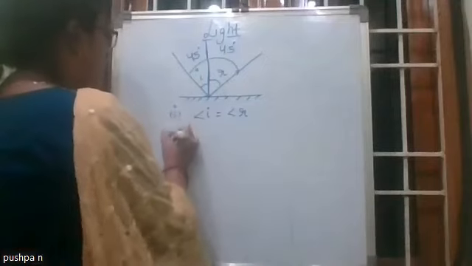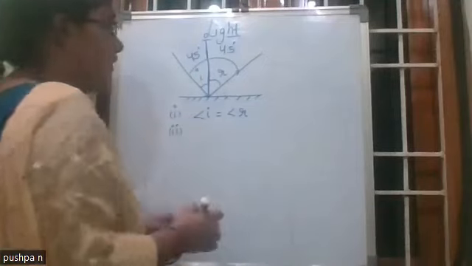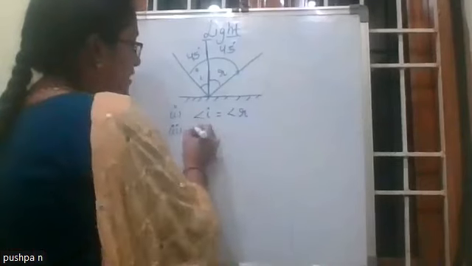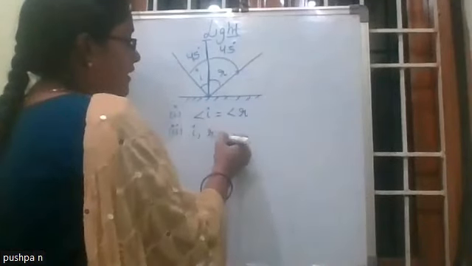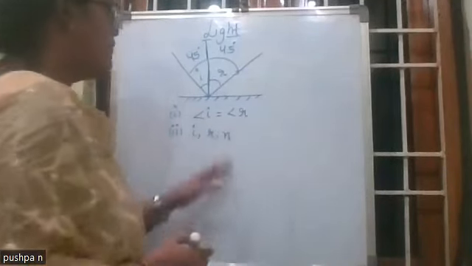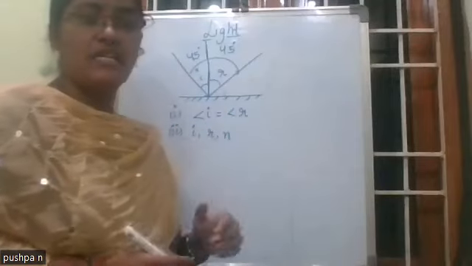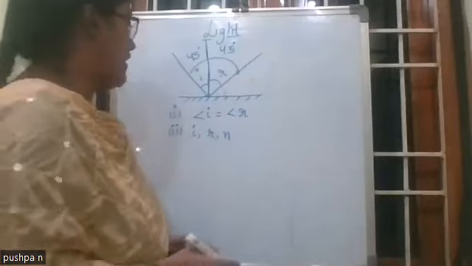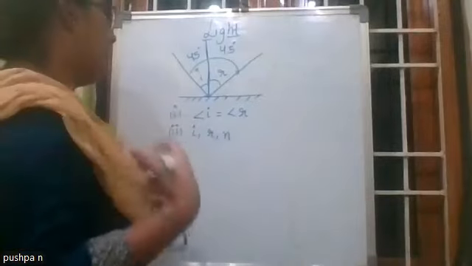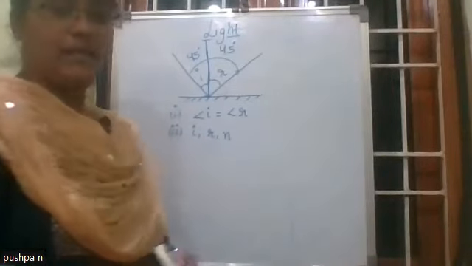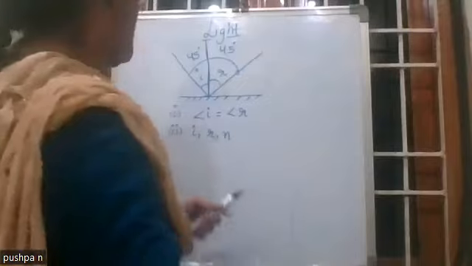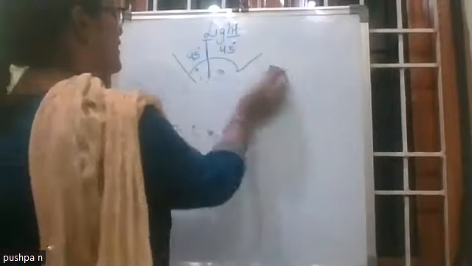What is the second law? Here, the incident light ray, the reflected light ray, and the normal at the point of incidence must lie in the same plane. To know that, we need to do a practical. As you know, you have already done it previously, I think.